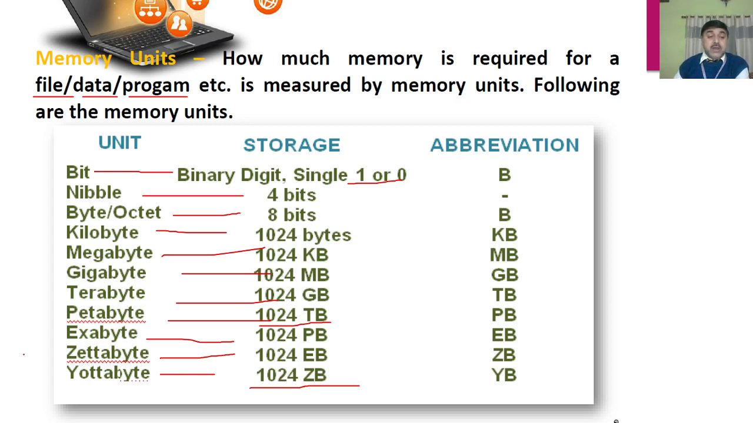So these are their data specifications and their abbreviations. Byte means B, kilobyte means KB, megabyte means MB, gigabyte means GB, terabyte means TB, petabyte means PB, exabyte means EB, zettabyte means ZB, and yottabyte means YB. So this is the pattern of the memory section that we have.